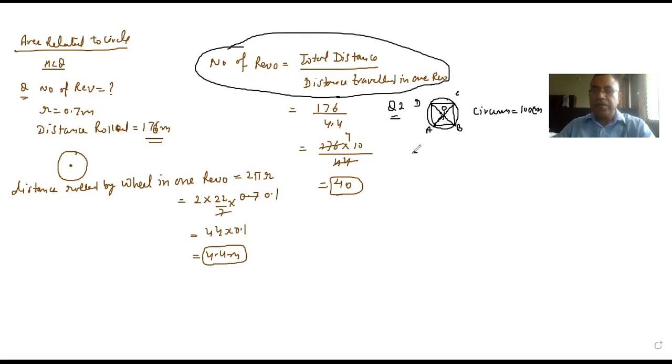Circumference is given, which implies 2 pi r is 100. And what should be the radius? This is 100 upon 2 pi, which implies radius is equal to 50 upon pi. This is the radius of the circle. So which implies the length of OC is 50 upon pi.